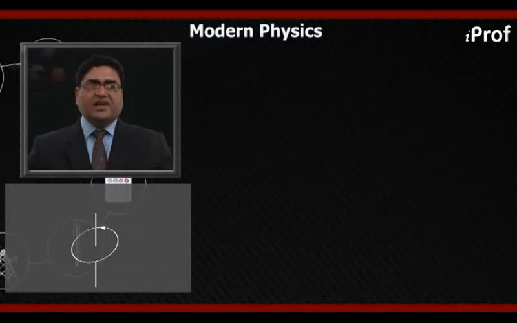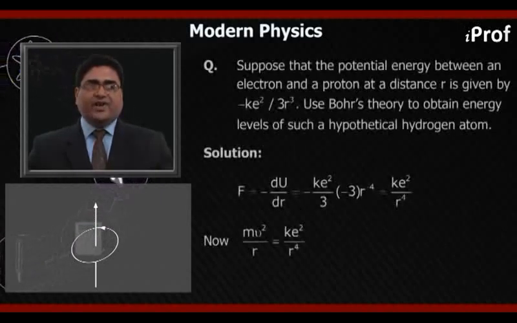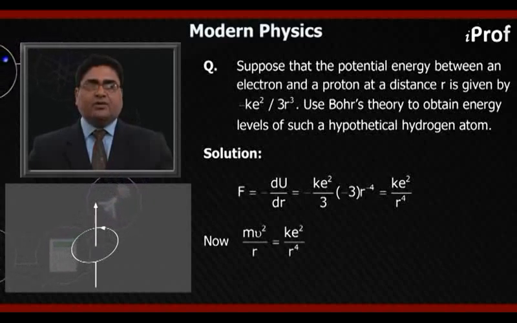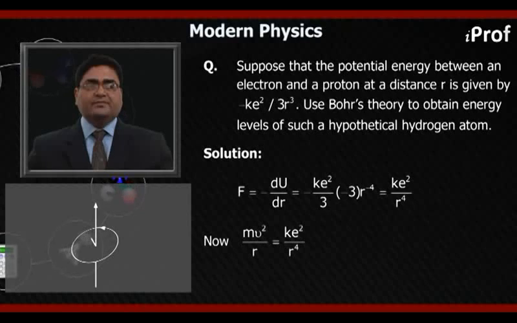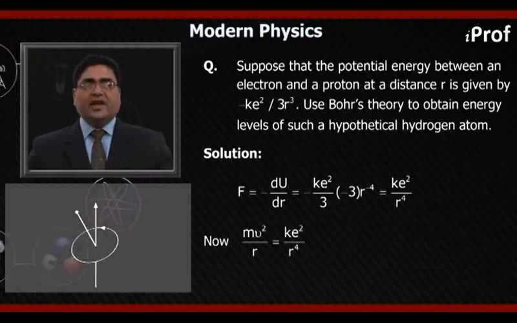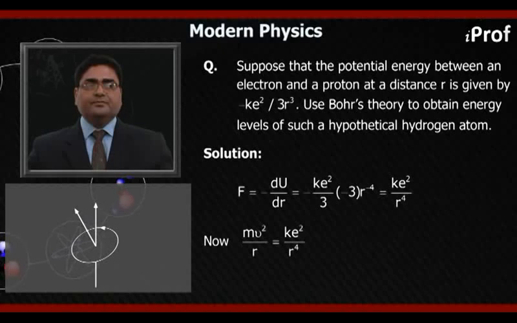Let's see another illustration. Suppose that the potential energy between an electron and a proton at a distance r is given by -k²/3r³. Use Bohr theory to obtain energy levels of such a hypothetical hydrogen atom.